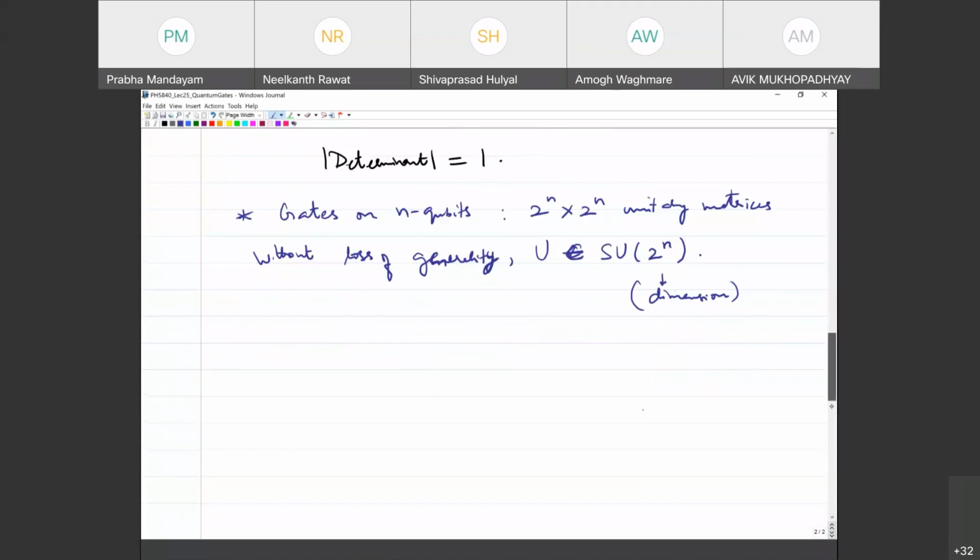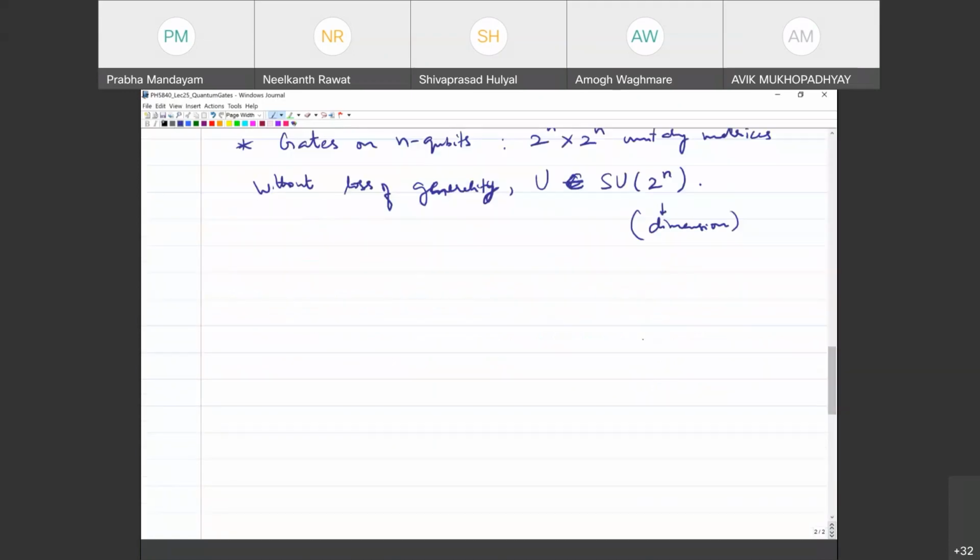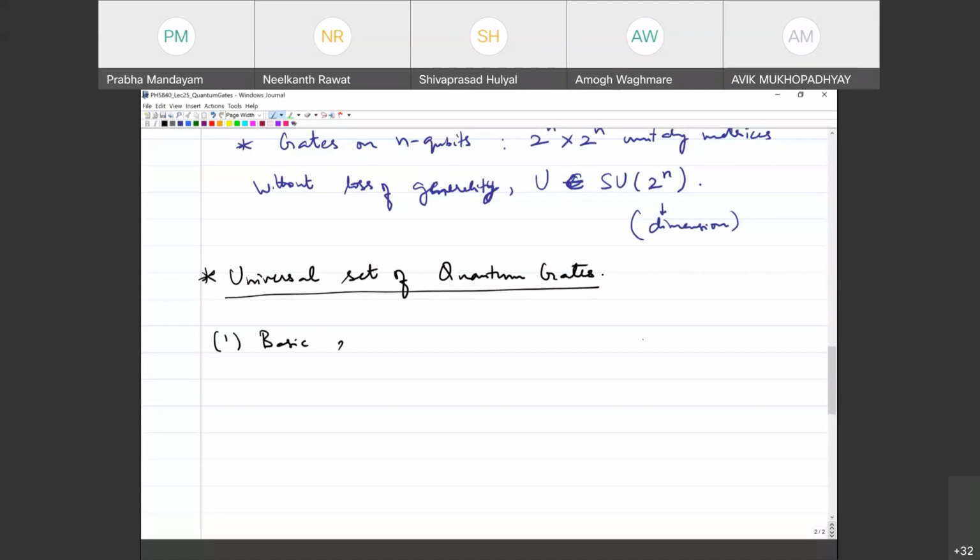So what we are going to work our way towards over today's lecture and the next lecture is to identify a universal set of quantum gates. But there are several steps that we must go through before we identify what universal quantum gates are. So first, let's look at a basic set of single qubit gates.